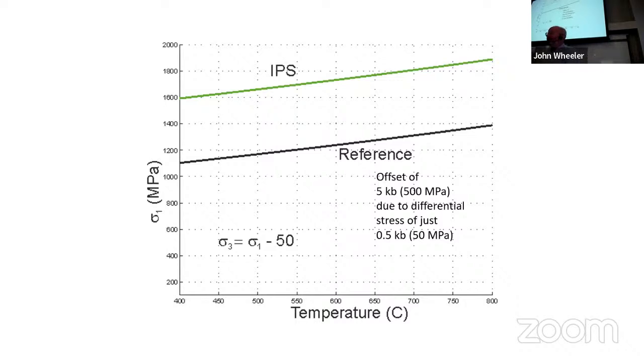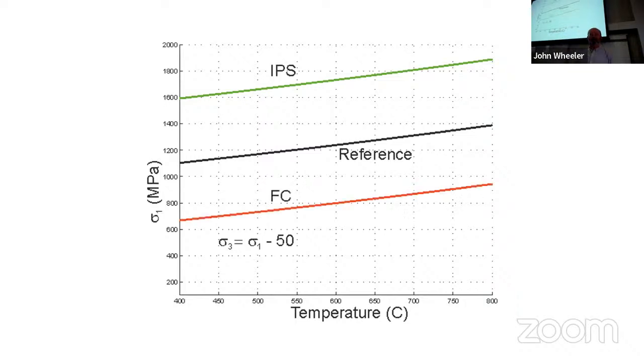So I'm plotting sigma 1 up the y-axis. You can see the equation there: the differential stress is 50, which is very modest, and you get a huge offset on the line. Now, this is quite odd, okay? If you pick a different reaction mechanism, the line's offset the other way. And then there's another one there for luck.